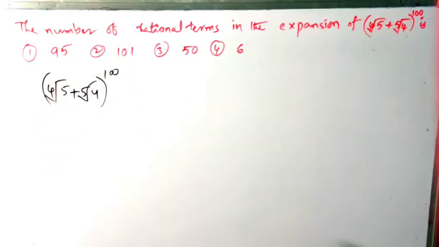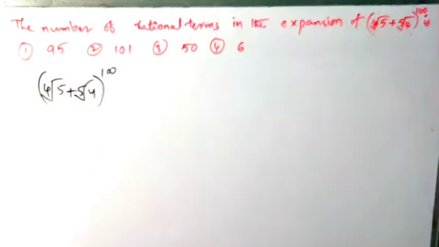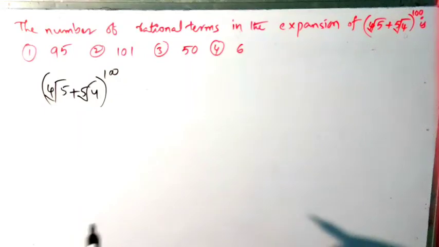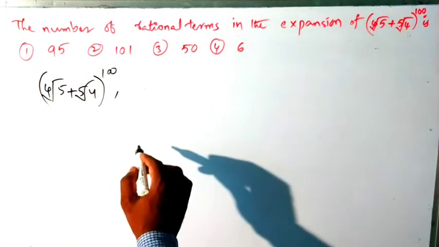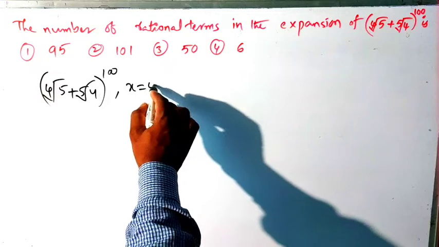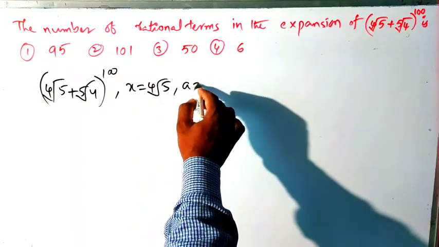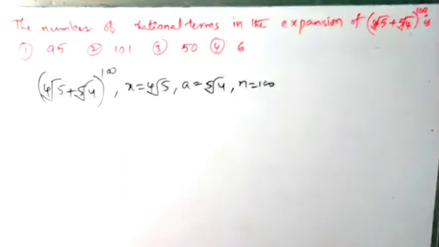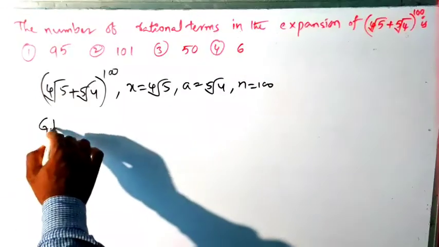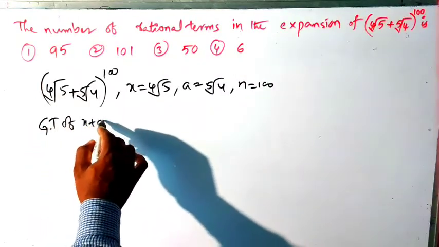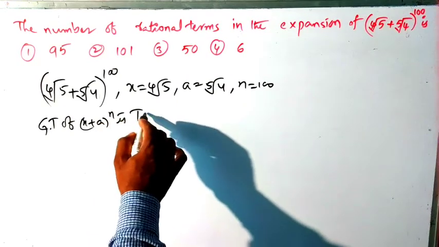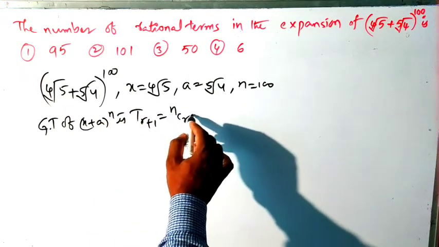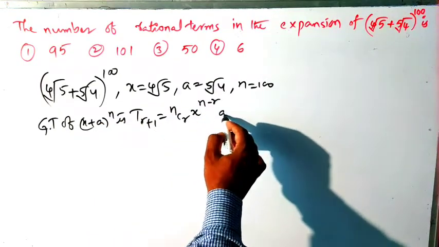The number of terms of this expansion is 101, with whole power of 100, so n equals 100. This is a binomial expansion, that's why n plus 1 terms exist here. Here x equals 4th root of 5, a equals 5th root of 4, and n equals 100. Now the general term of (x plus a) whole power of n is again T(r+1) equals nCr x^(n minus r) a^r.